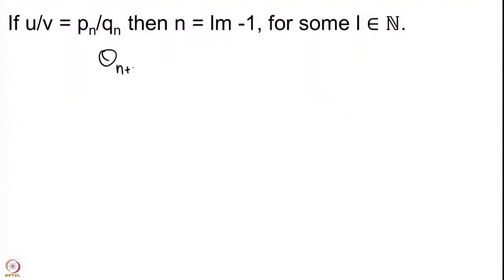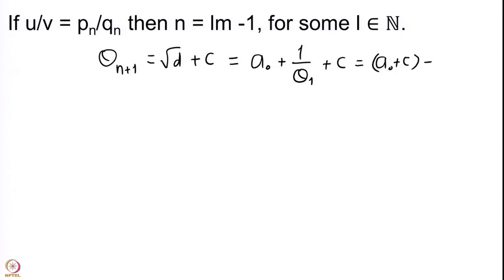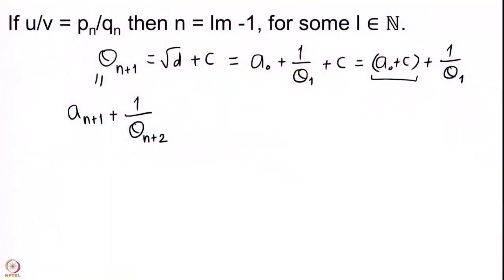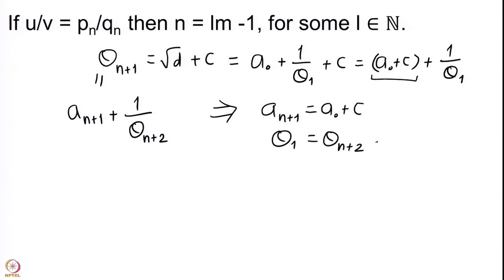But we already have, plus some integer C, but root D already has this continued fraction expansion. This is how we begin getting the continued fraction expansion for root D. So, this is A naught plus C plus 1 upon theta 1. On the other hand, this would be A n plus 1 plus 1 upon theta n plus 2. Because the complete quotient theta n plus 1, its integral part is A n plus 1. And then you would have the next remaining fractional part, you will write it as 1 upon theta n plus 2. But if you look at it from this point of view, the integral part has to be A naught plus C. So, this expression gives us that A n plus 1 is A naught plus C, and then you should have that theta 1 is theta n plus 2.